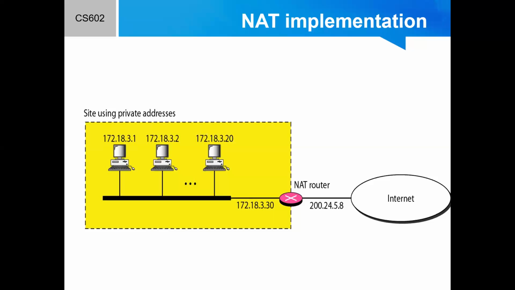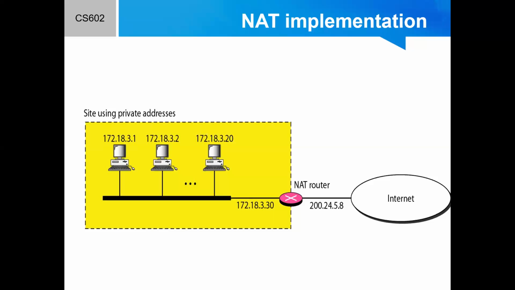Basically, the range in between 10.0.0.0 to 10.255.255.255 is the range, that means 2 to the power 24 addresses, used for private networks. On the other hand, there is another range in between 172.16.0.0 to 172.31.255.255. That means a total of 2 to the power 20 addresses are used for private networks.